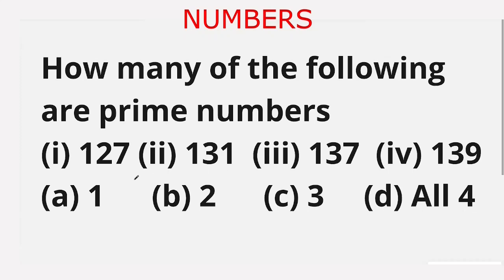Here in this question it is asked how many of these are prime numbers. So if one out of this is prime number, then we have to have the answer as A, which is 1. If two of these are prime numbers, then our answer will be 2. If three of these are prime numbers, then our answer will be 3. And if all are prime numbers, then our answer will be all 4.